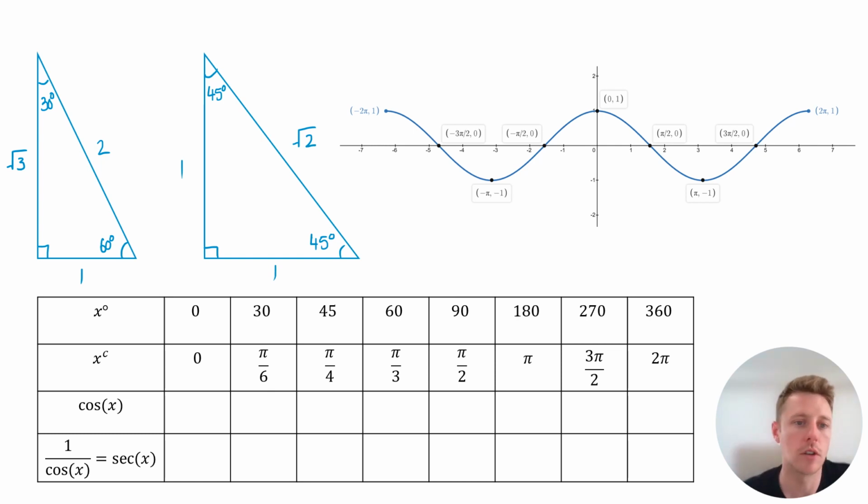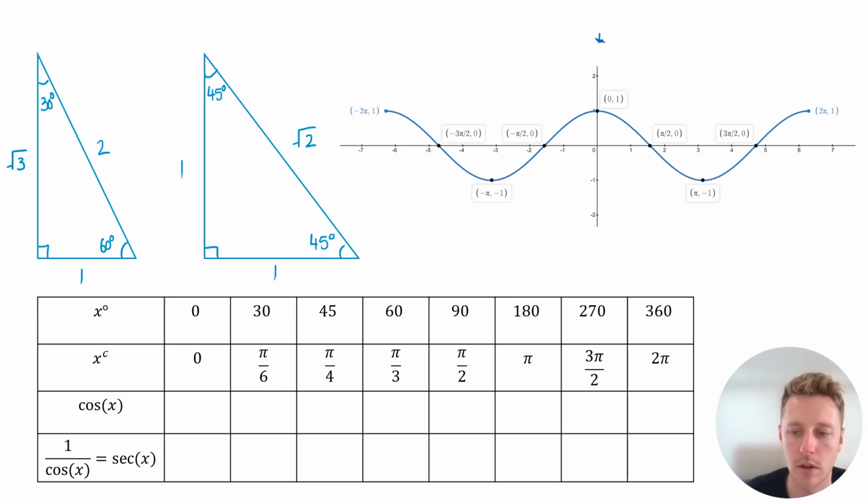So I wanted to just have a look at the reciprocal function for cosine, which is sometimes called secant of x or sec of x. It's basically just 1 over your cosine of x values. So let's just review our cosine of x values around our unit circle, or we can look at this graph here to get our values right.